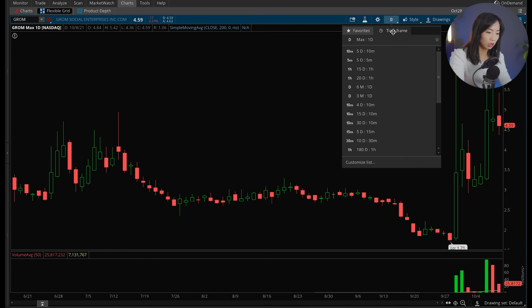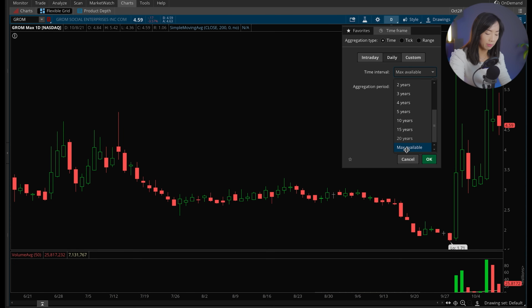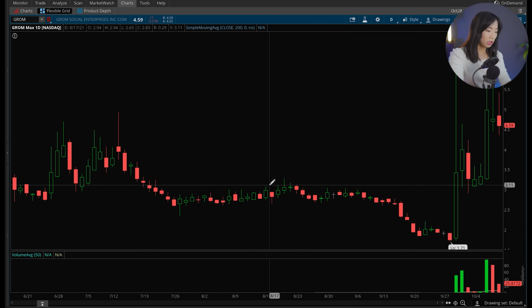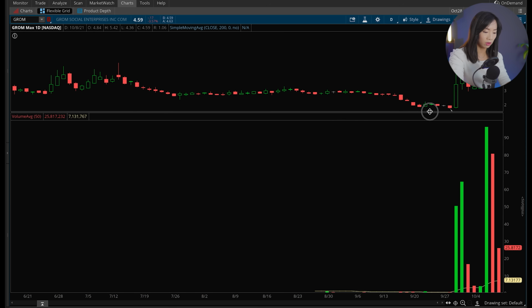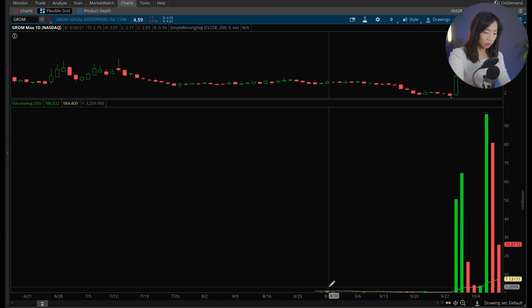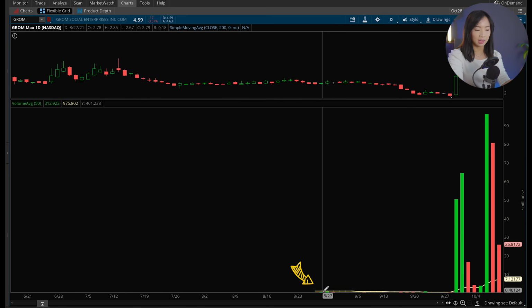So the next stock for us to analyze is GROM. So first of all, I want to go to a daily chart and make sure I'm looking at max available. You can see this thing didn't have much volume until recently. On the daily chart, the volume bar, if you look at this, the previous trading volume is very low, only about 400,000 shares. And again, remember what we talked about in step number 1, we want to trade stocks that are trading at least 1 or 2 million shares average on the daily.